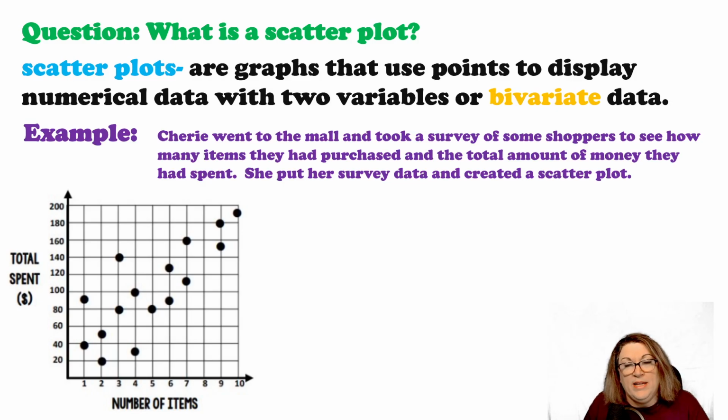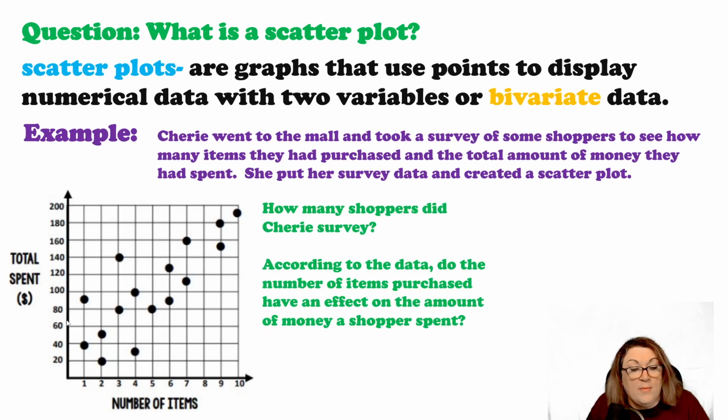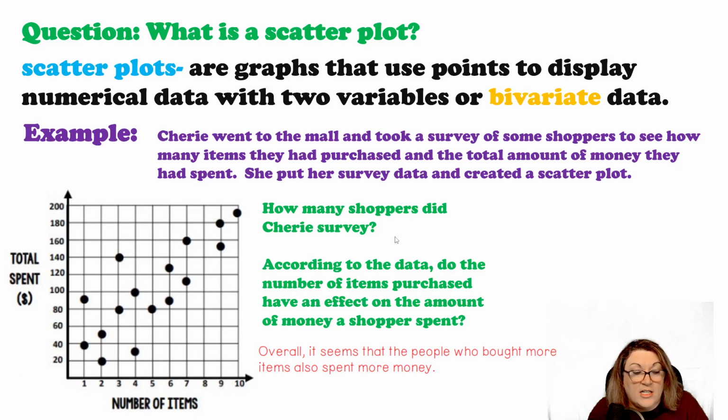So how many data points does she have? How many people did she survey? Well, if you count the different points here, like this first person, he had one item and paid $40. This second person got two items and paid $20. So if you follow each x value up to the point and then follow it over to the y value, you'll see how many items they got and how much they paid. So how many shoppers did Cherie survey? That would be 16, because if you count all of these dots, you're going to get 16.